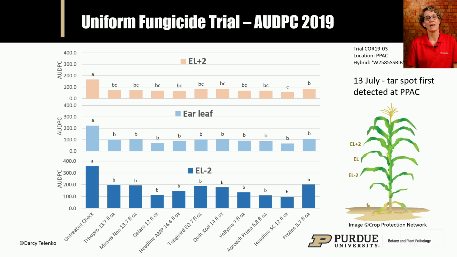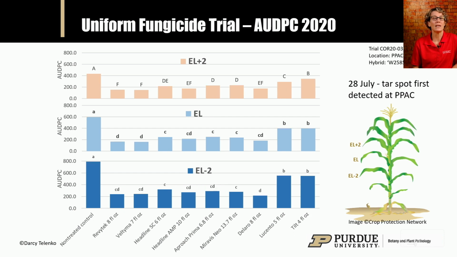And so basically, if a bar has the same letter as another bar, that means that they were not significantly different. And so what this trial showed in 2019 was that a fungicide reduced disease, and there were really no differences between the fungicide products. So this trial was repeated in 2020, and here is the data for that trial in 2020, laid out exactly the same as for 2019.